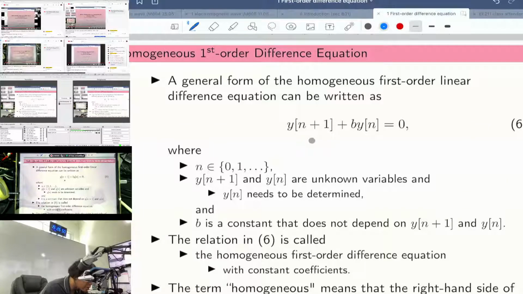It's y_{n+1} plus b y_n. We move b to be here, but the constant on the right hand side is 0. Okay, we have b here. n could be an integer, including 0. n could be 0 in this one, and after that n can be 1, 2, 3, 4, 5 until infinity.